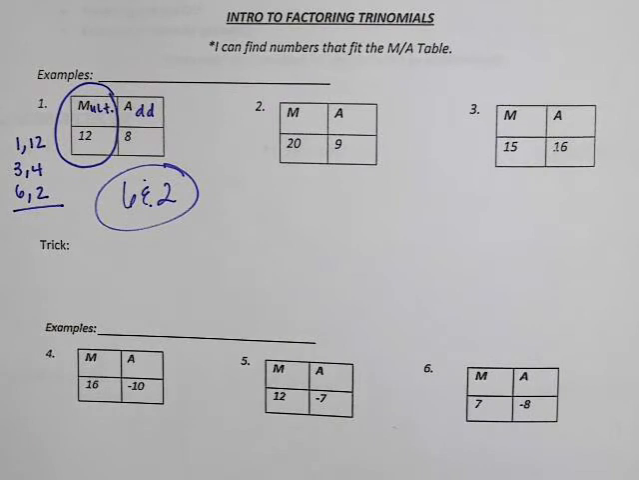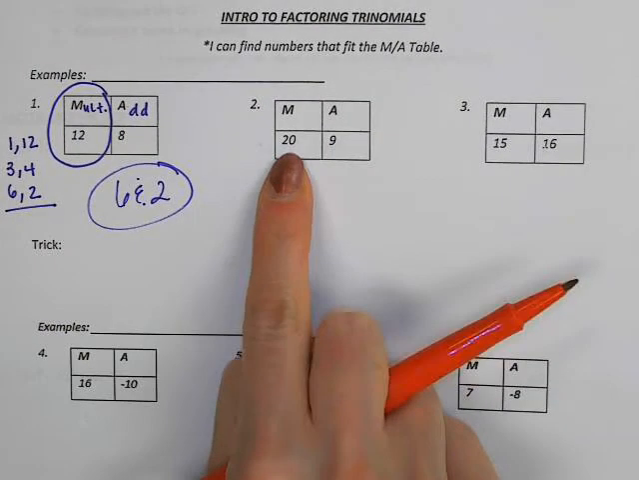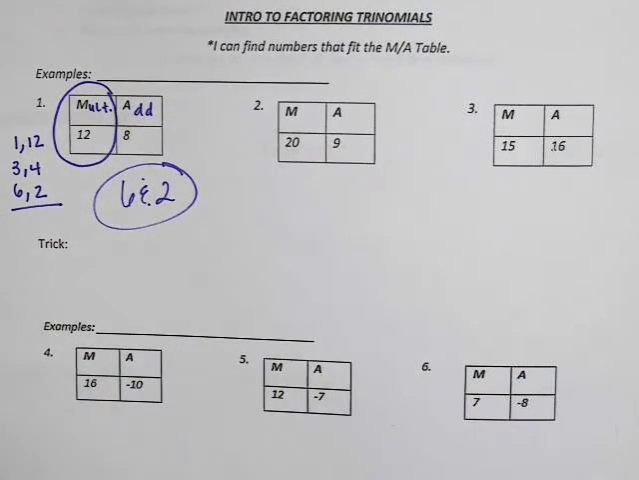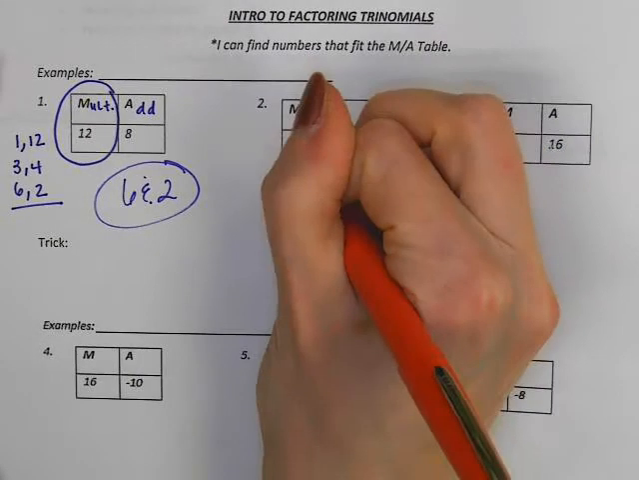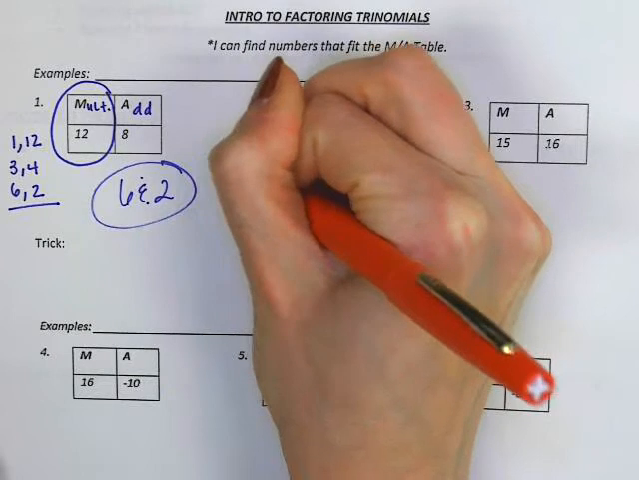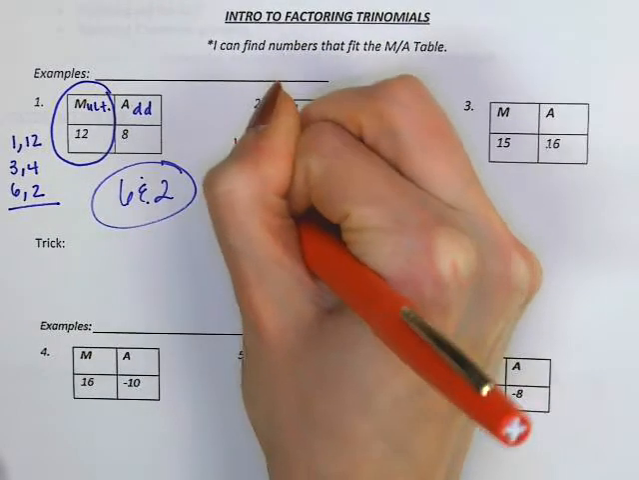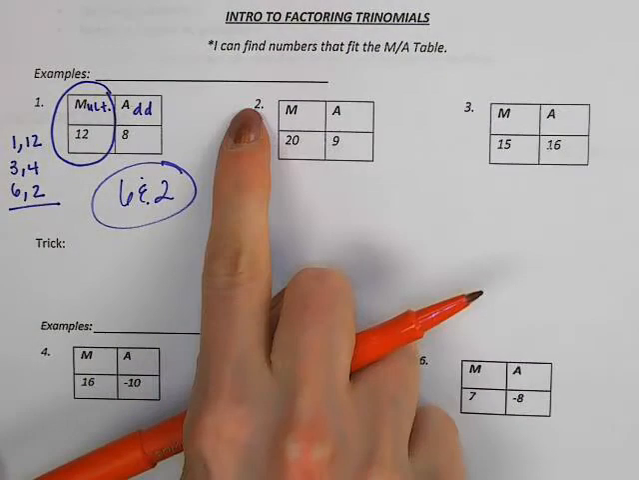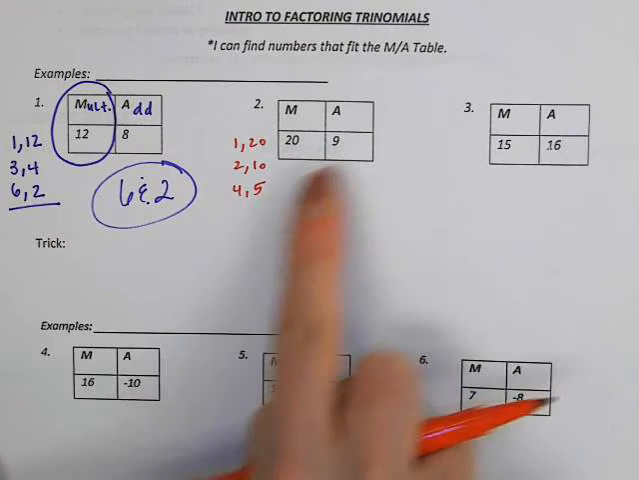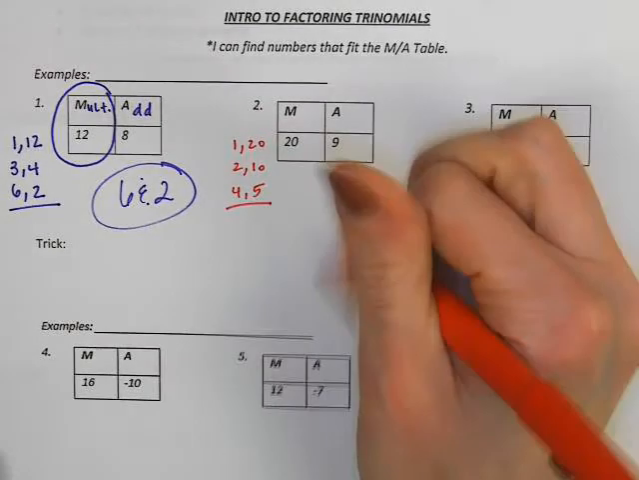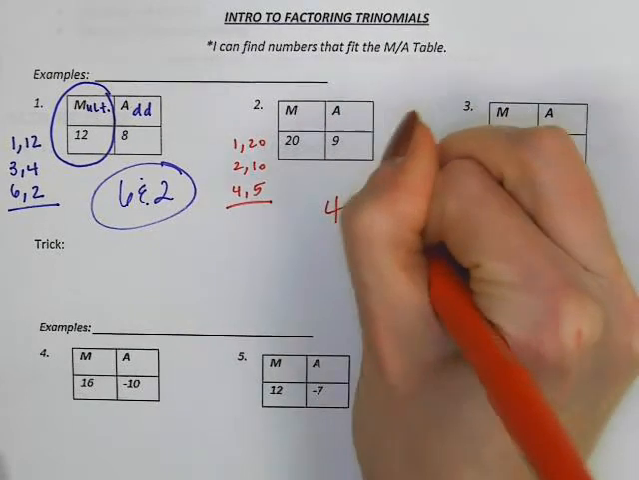All right, number 2. Find two numbers that multiply to 20 but add to 9. Again, some of you can do this in your head real quick. If not, let's make a list of all the ways you can multiply to 20. It could be 1 times 20, 2 times 10. It could be 4 times 5. I think that's it. Now, out of this list, which set of numbers adds to 9? It would obviously be this one. So your answer would be 4 and 5.